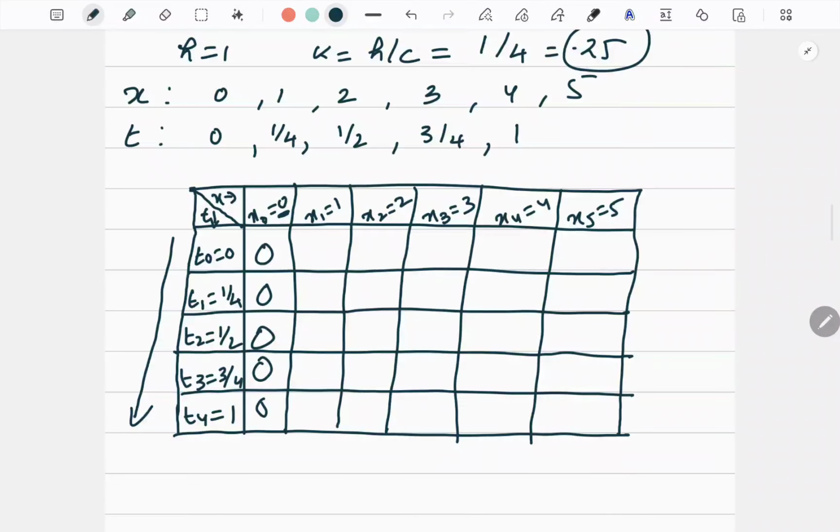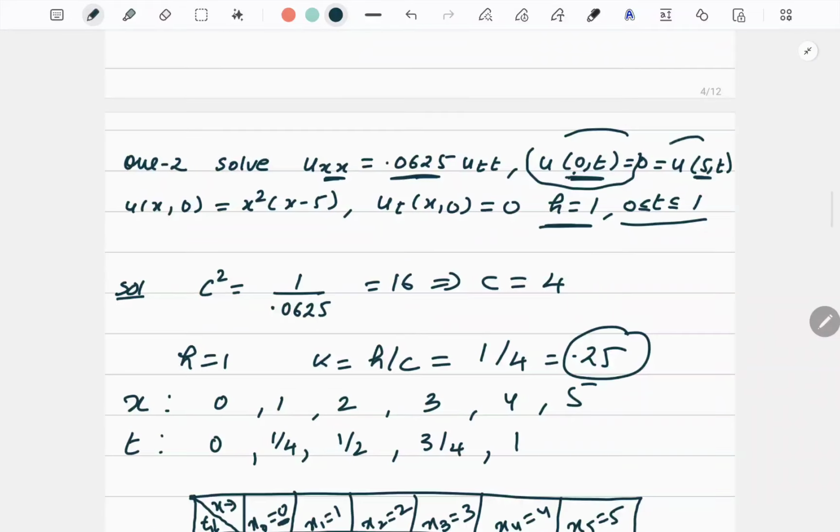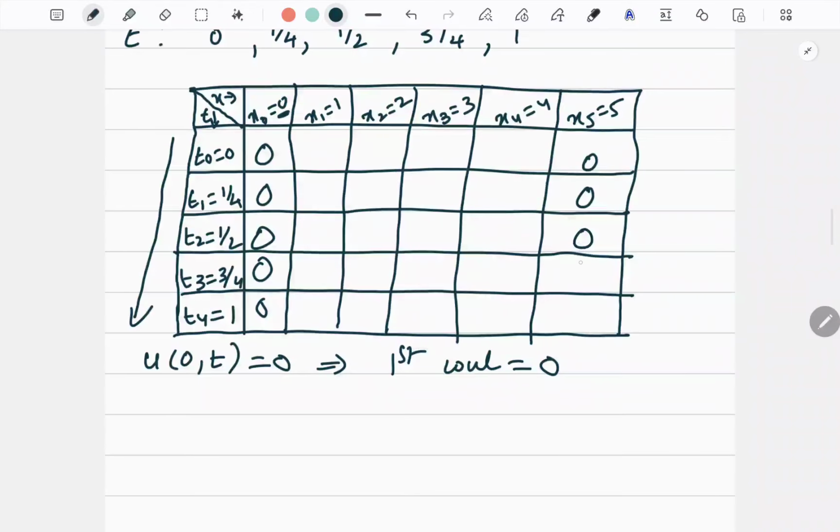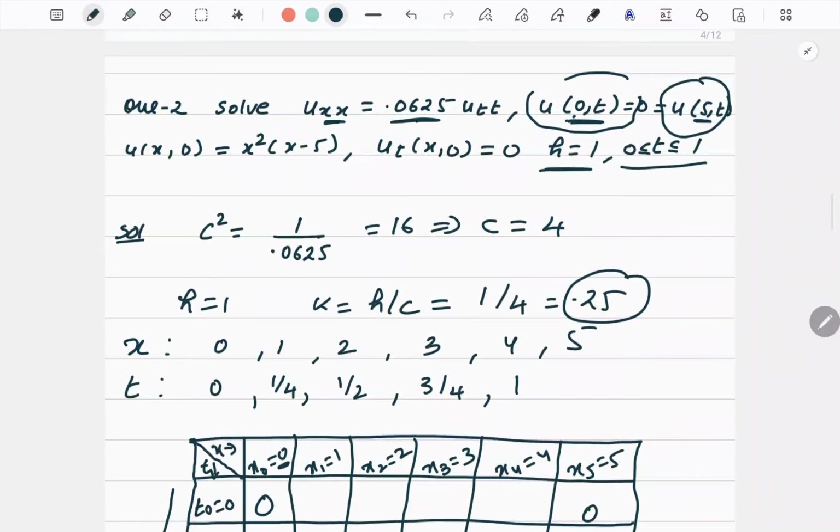So, you write here. When u 0 comma t is equal to 0 implies first column is equal to 0. Then next is what? u 5 comma t is 0. 5 comma t means this. Correct? Now, so u 5 comma t is equal to 0 implies last column. Right? Now next thing is what they have given in the question. Go back.